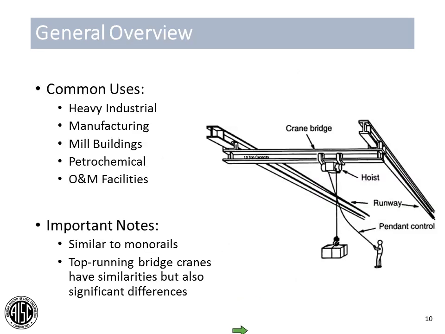Common uses of underhung crane systems would be in heavy industrial facilities, other types of manufacturing or mill buildings, petrochemical facilities, as well as O&M facilities. The design and operation of these underhung bridge crane systems is similar to monorails. However, monorails do only operate in one direction. They do not include the bridge girder or end truck assemblies. The design is also similar to a top-running bridge crane system, but we're going to be talking about some very significant differences between the two types of designs throughout this presentation.